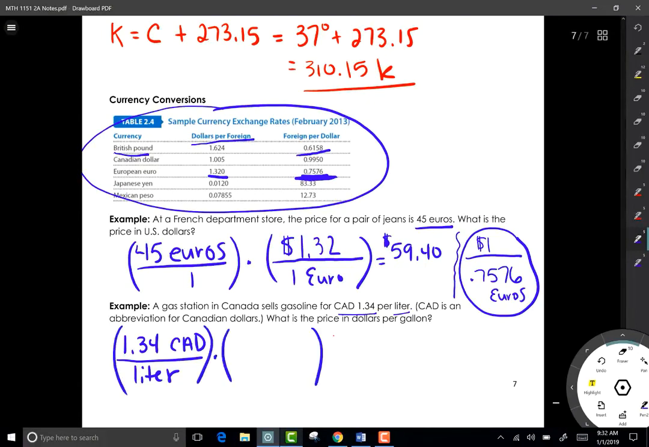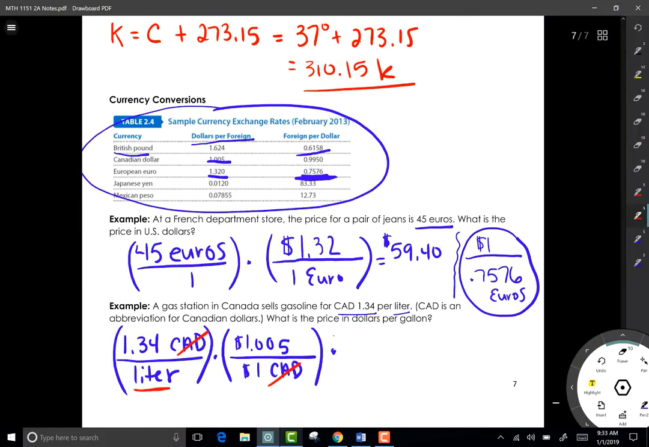Now I'm going to use a conversion factor to change Canadian money into US dollars. So if I look up here, 1.005 US dollars is equivalent to 1 Canadian dollar. So if I look back now, I've gotten rid of my Canadian dollars and I'm left with US dollars.